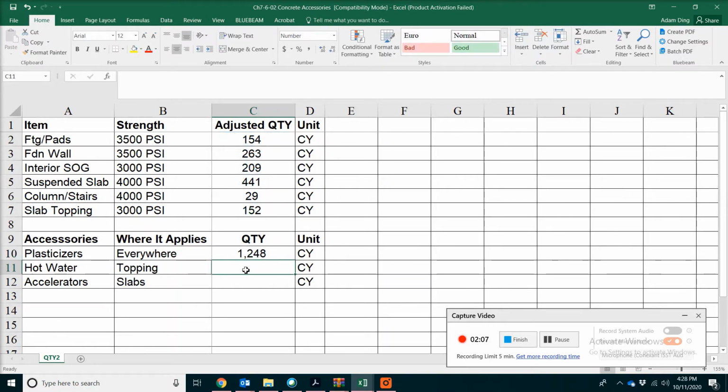Hot water will only apply to the topping, so we take the quantity from the topping. And accelerator, we need that on the slab. To do that, take interior slab on grade, suspended slab, and the slab topping.